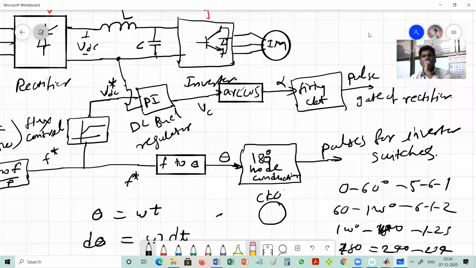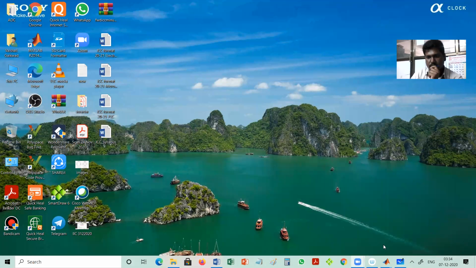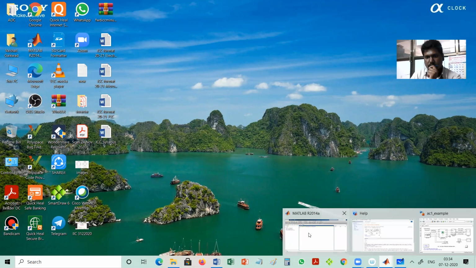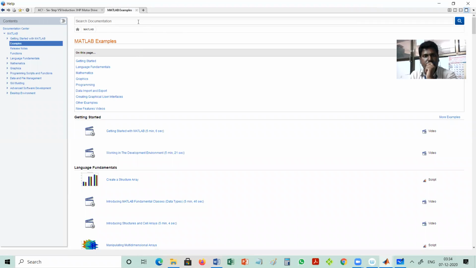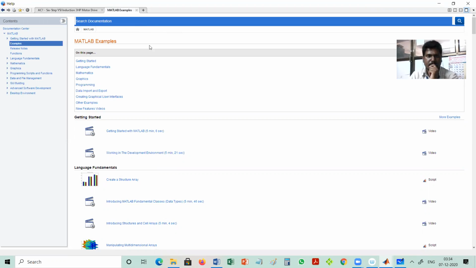Now we will see the actual practical performance. To open today's practical, you have to first open MATLAB. In MATLAB, there is an option under the Home tab, Help. Under Help, click on Examples. When you click on Examples, this window will open.